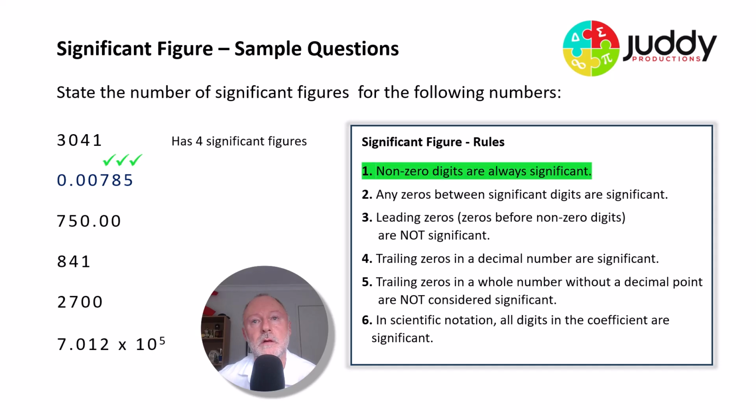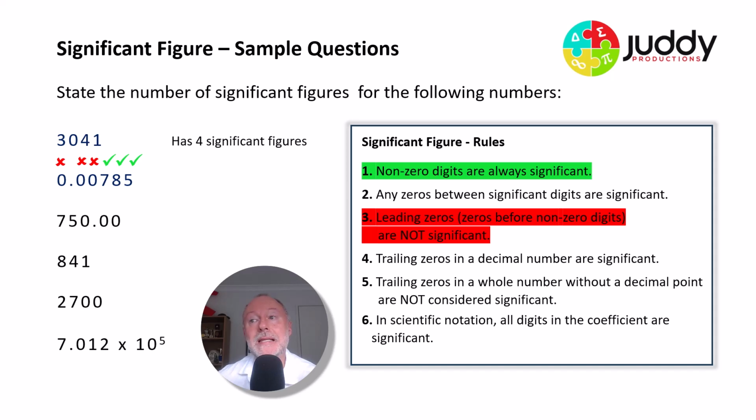0.00785. So the 785, following rule 1, are non-zero digits, so they're significant. However, following rule 3, leading zeros, that is the zeros before the non-zero digit, are not significant. So despite the fact there's 1, 2, 3, 4, 5, 6 numbers in this particular decimal, only 3 of them are significant. So this particular number has three significant figures only.